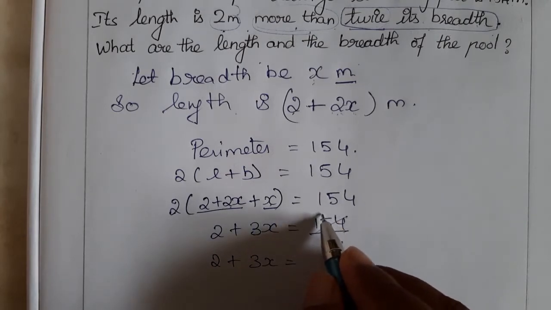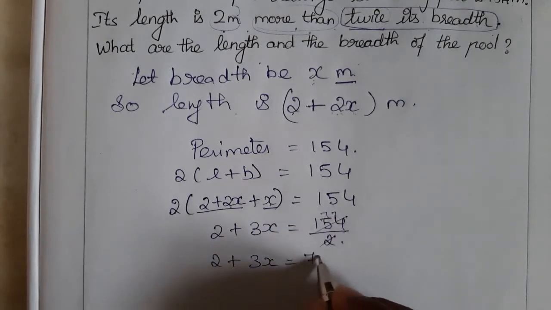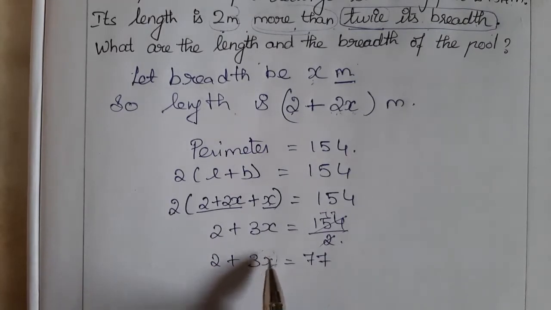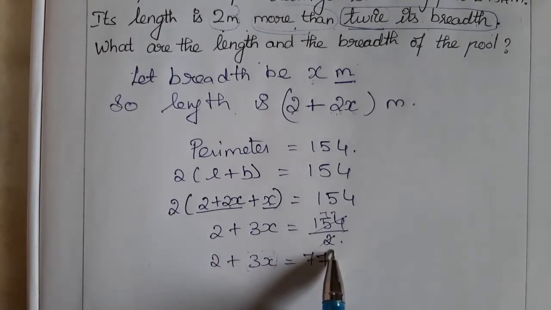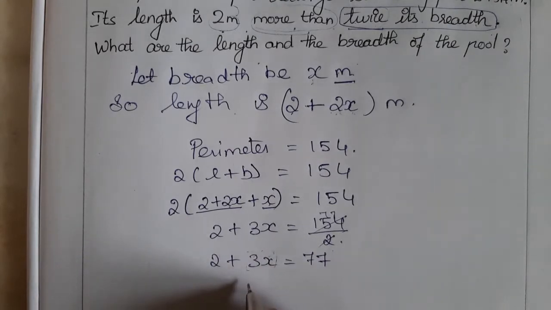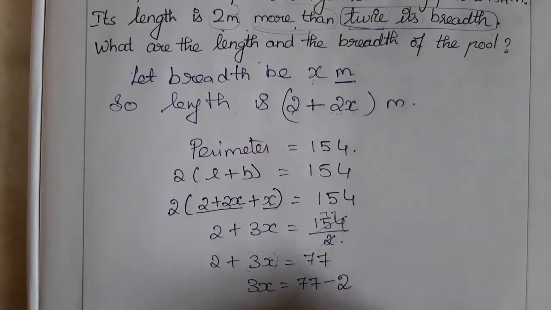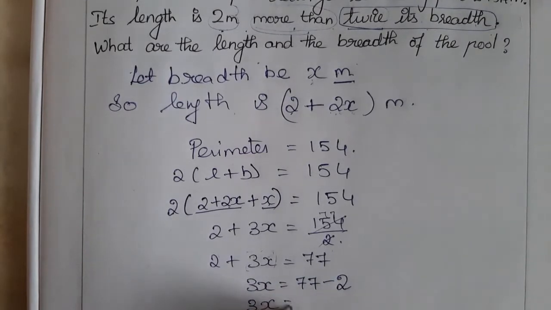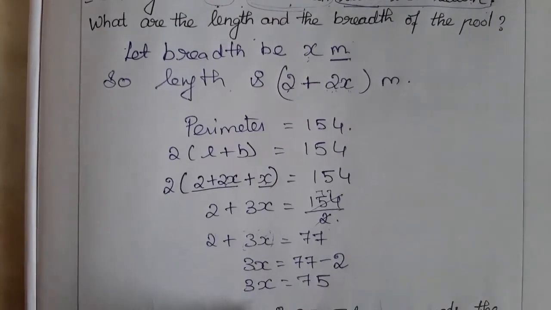It's 77, right? Now we'll solve for x. So let me keep this term here and take the 2 over here. It will be a subtraction. So 3x is equal to 77 minus 2. If you subtract, we will be getting 75. 3x is equal to 75.